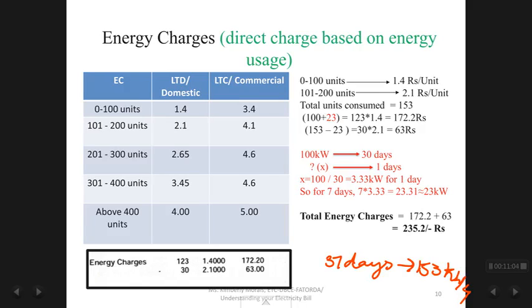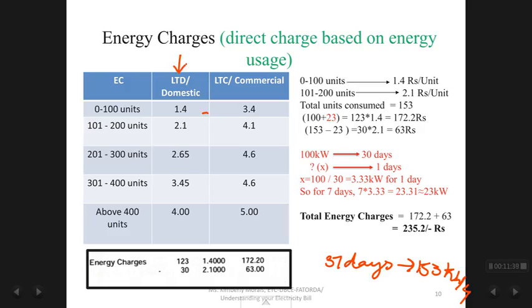Now again for energy charges, you have tariffs. There are slabs for it. So what this says, 0 to 100 units, you have 1.4. But there are two categories over here. This EC stands for my energy charges. LT stands for low tension, okay, your low voltage. D stands for domestic, C stands for commercial. So I come under the category of domestic. Commercial is for your offices and industries, depending on how you register. So we will be concentrating on this column because this is of interest for my particular bill.